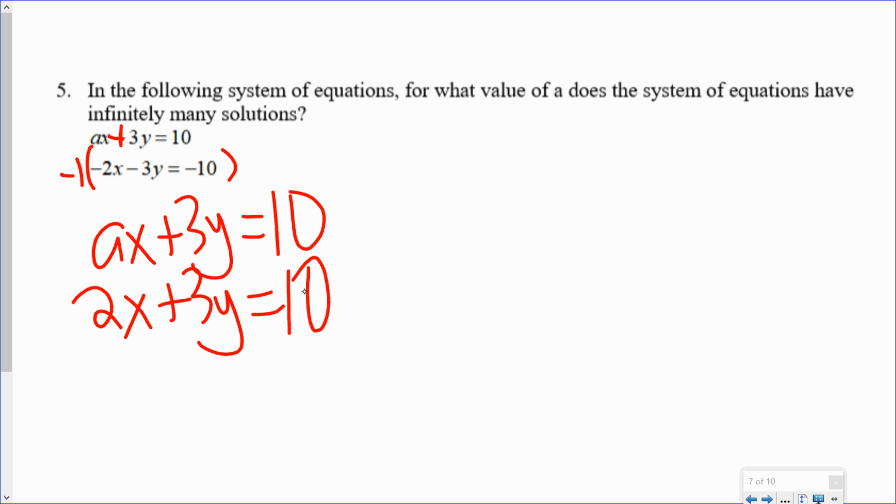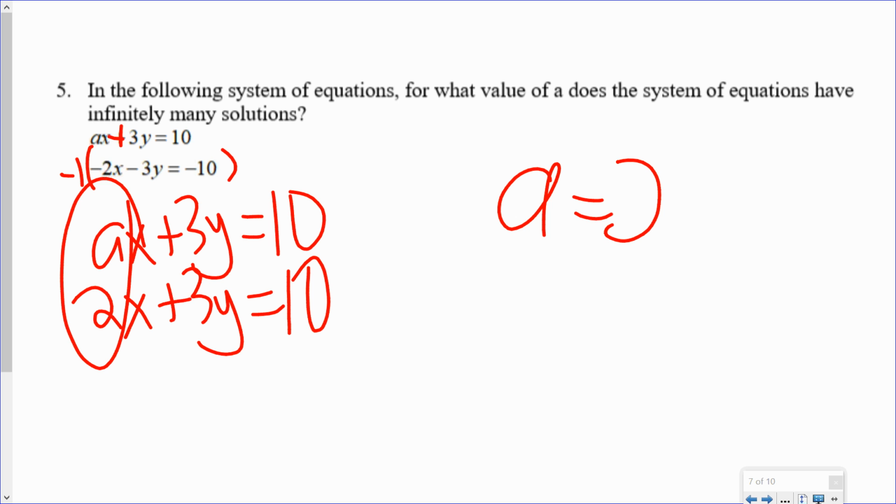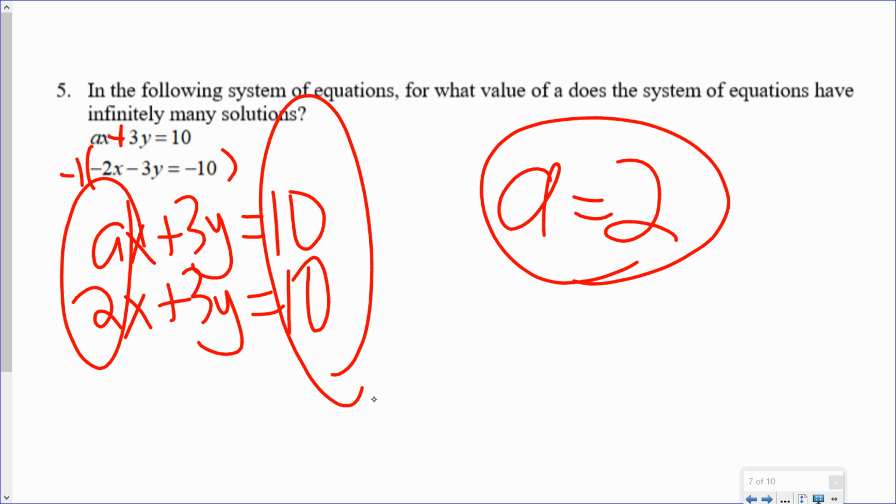So in order for them to have infinitely many solutions, I need them to be the same. Therefore, a equals 2. For the systems, just make sure you might need to multiply one of them by something at the beginning in order for the other pieces to be the same. I need these to be the same before I can look at those.